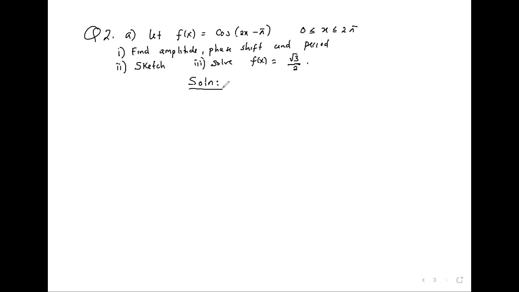So if F is cos in part 1, we have F of x is equal to cos of 2x minus pi.